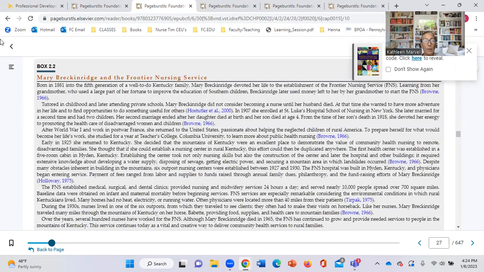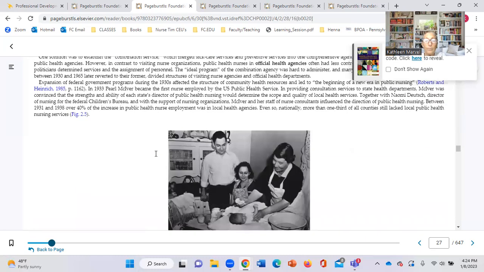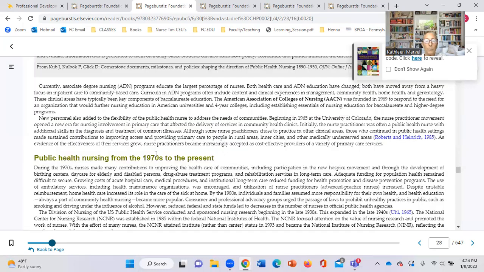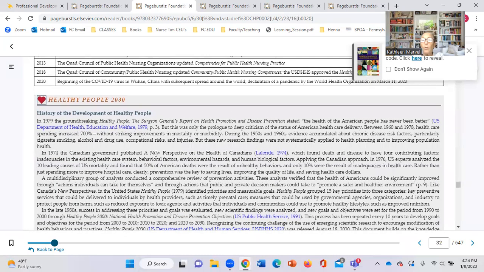And Mary Breckinridge, here she is in box 2.2. Who was she? And what contributions did she have to public health? So I just need you to have a general summary of these three profound figures in public health nursing and what their contribution was. I'm skipping through a lot of this. I get that, but you should be previewing what areas you need to read based on the objectives.